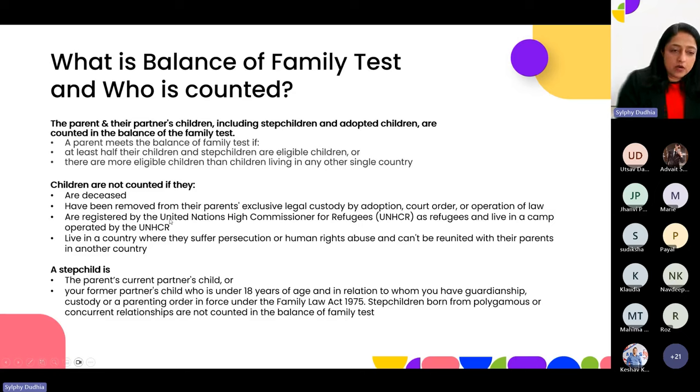The children who are not counted are deceased ones, the ones who are removed from their parents' exclusive legal custody, and those who are living where they suffered persecution or human rights abuse and can't be united with their parents in another country.